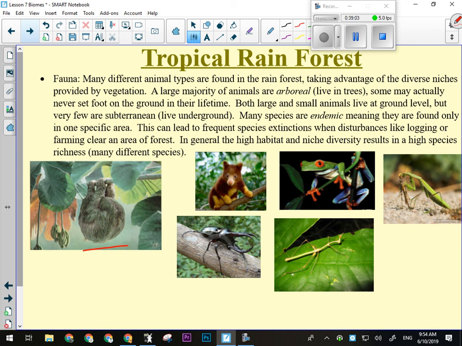Where do all these animals live? What part of it? On the ground or in the trees? In the trees, yeah. You can't live on the ground in the tropical rainforest. It's always flooding. You don't want to be a gopher. In the tropical rainforest, if you're a gopher, you better have scuba gear because your hole is going to be full of water all the time. There are just no subterranean animals. All the animals basically are arboreal, which means they live in the trees.